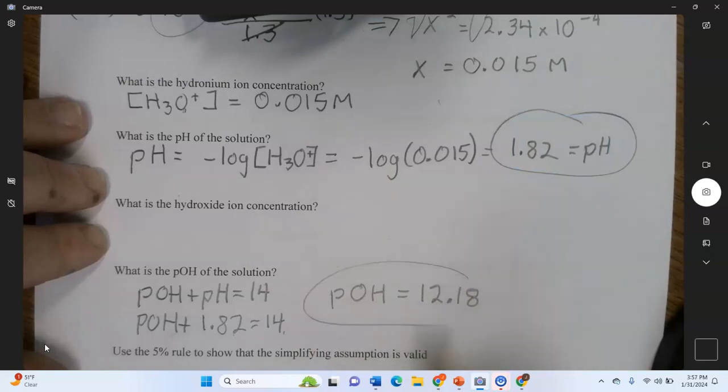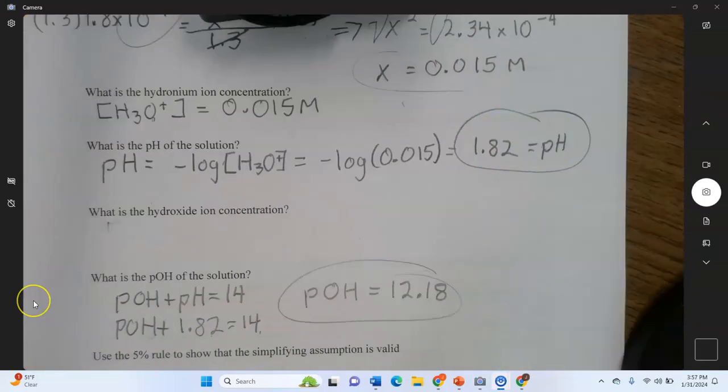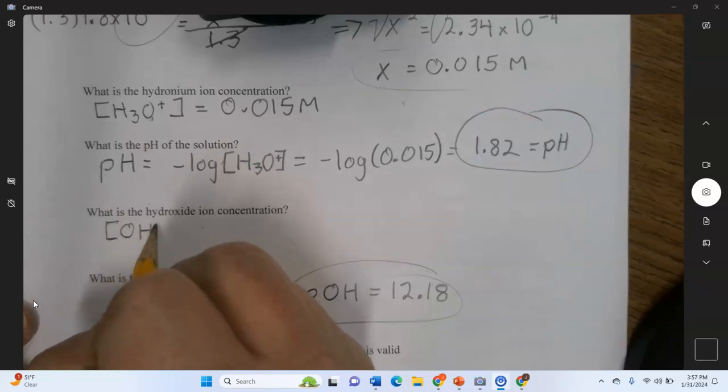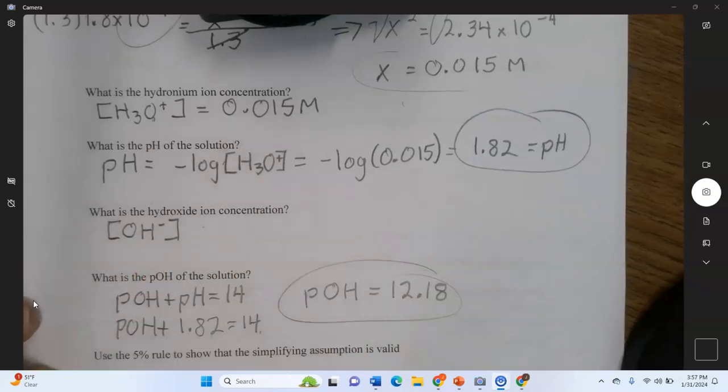Okay, so we've got that. We got two of them. All right. Okay, next we're going to go, what is the hydroxide ion concentration? That's the OH. Remember, there's several ways to figure out some of these, okay? So we know that.